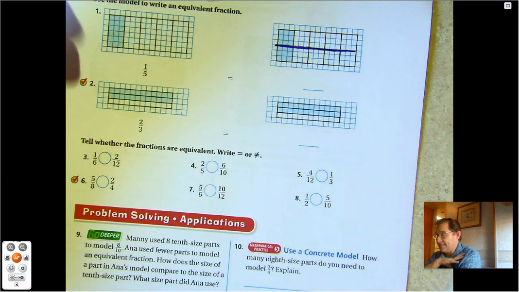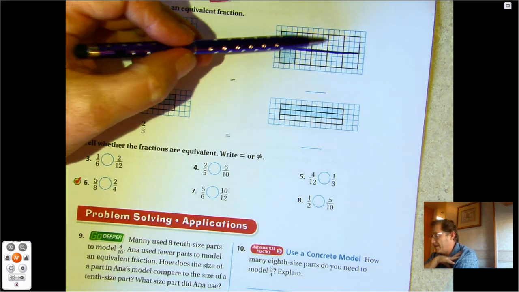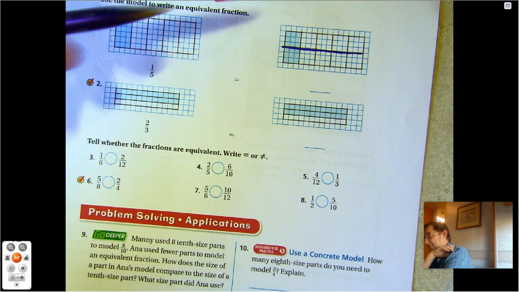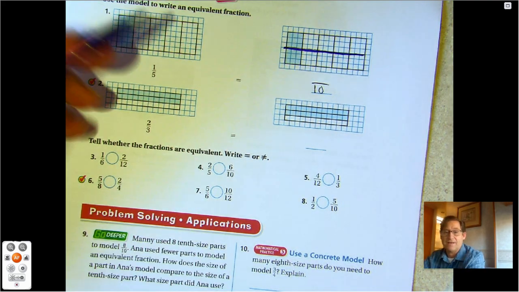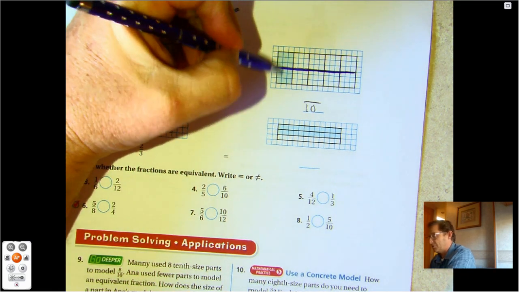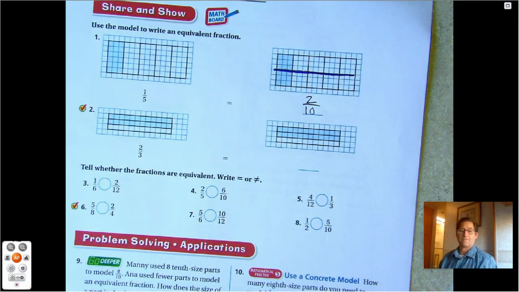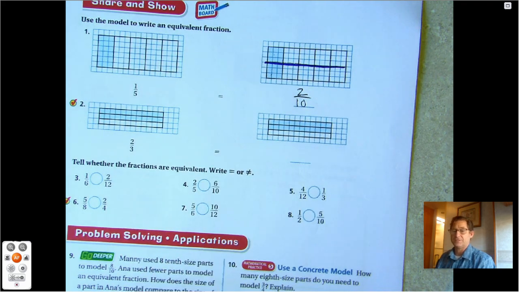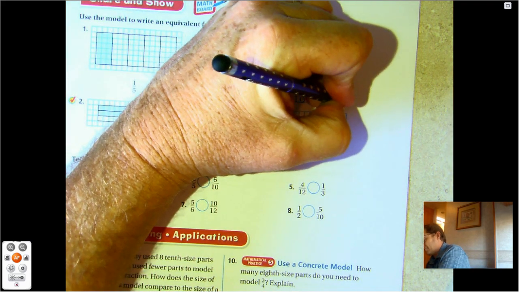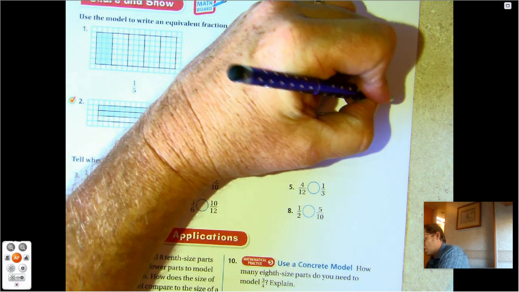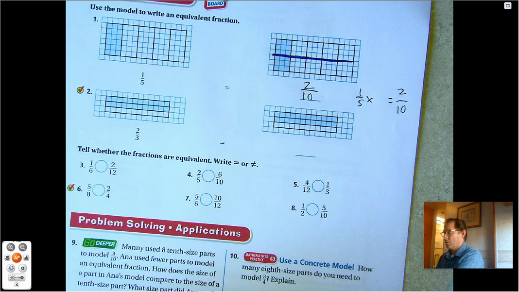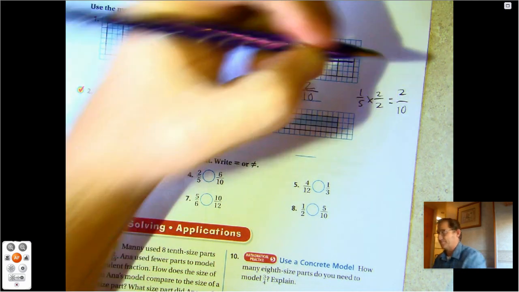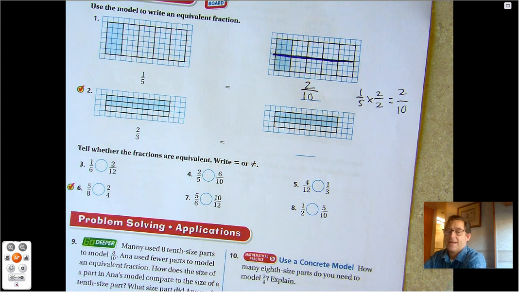Now we have how many pieces? We have 1, 2, 3, 4, 5, 6, 7, 8, 9, 10 pieces. Now we have 10 equal parts. How many do we have that are shaded? We now have 2 parts shaded. So what would that look like just as a number sentence? It would be 1/5 times what equals 2/10. Well, we doubled the number of pieces. So we're multiplying the numerator and denominator by 2 over 2.